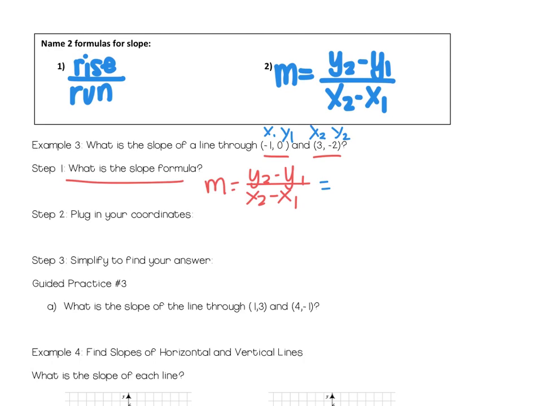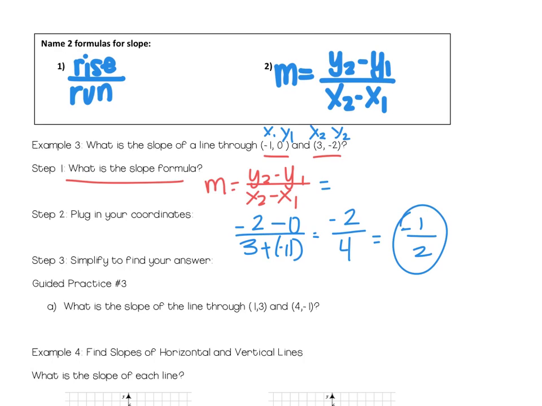So this is going to be -2 minus 0 over 3 minus -1, which happens to be -2 over 4. And then you reduce and you get -1/2. So your answer to this is -1/2.